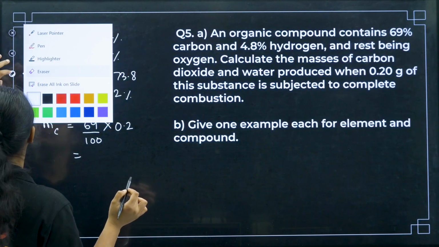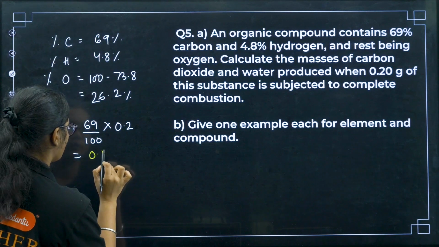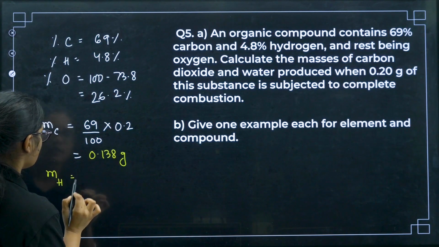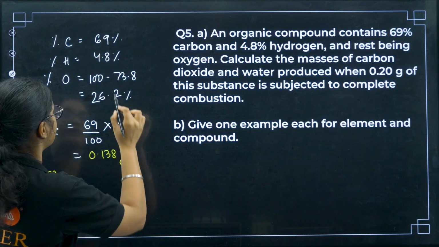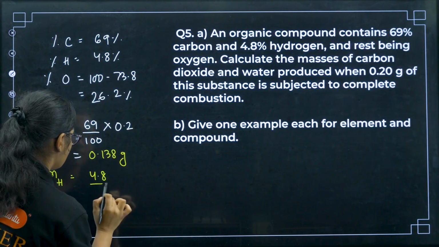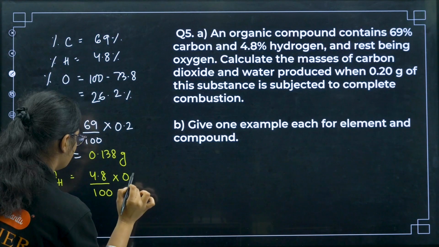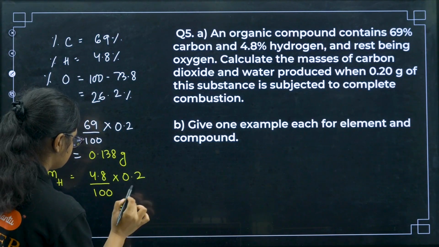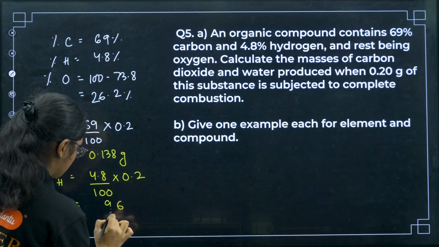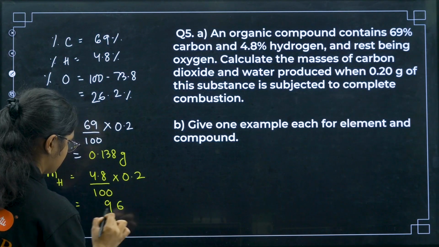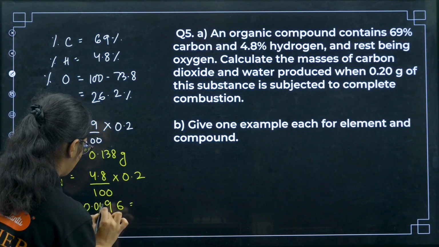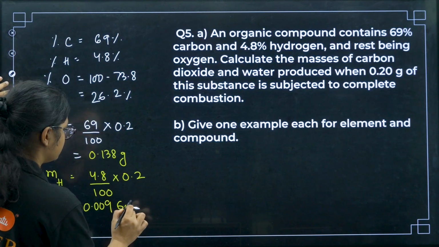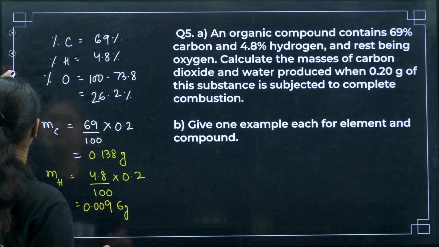0.138 gram is the mass of carbon. Next, what is the mass of hydrogen? Mass of hydrogen is 4.8% of 0.2, right? So 2 8s are 16, 2 4s are 8 plus 1 is 9. Then I have decimals again, so it is 0.0096 grams. So you can see how little is the composition, or the mass, of hydrogen.